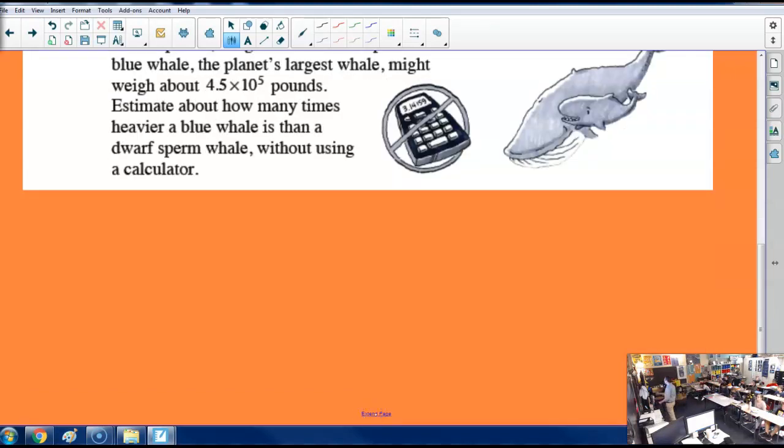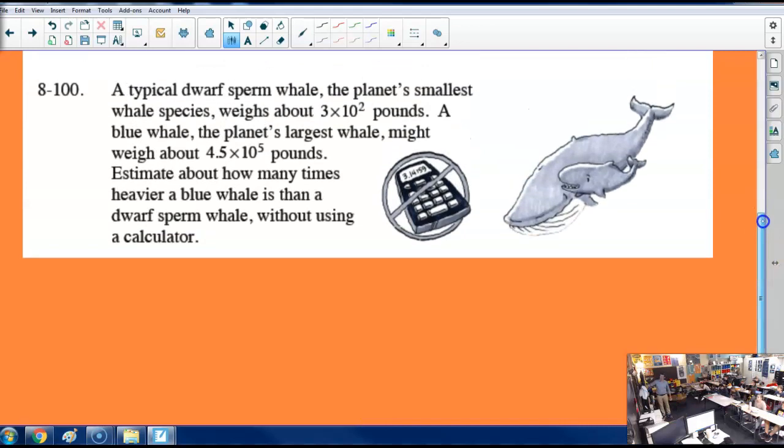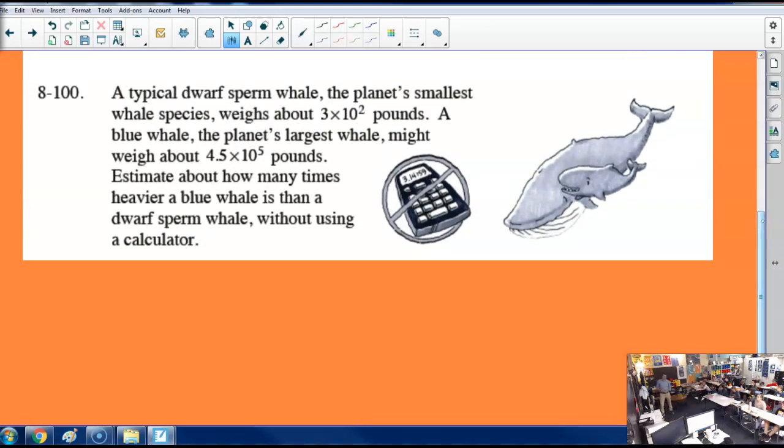So, the dwarf whale compared to the blue whale. The dwarf sperm whale is the planet's smallest whale species, but even though it's the smallest whale species, it weighs 3 times 10 to the second pounds. A blue whale, a lot more than that, weighs 4.5 times 10 to the fifth. Estimate how many times heavier the blue whale is compared to the dwarf whale.